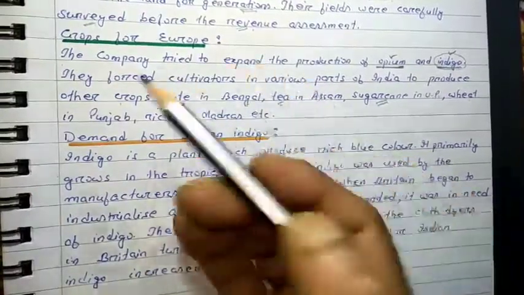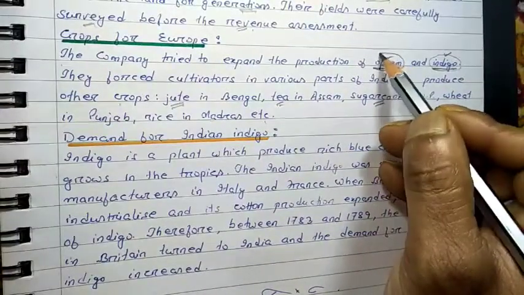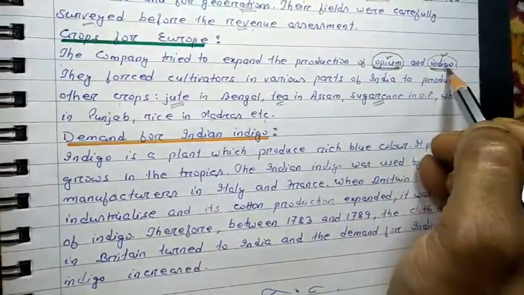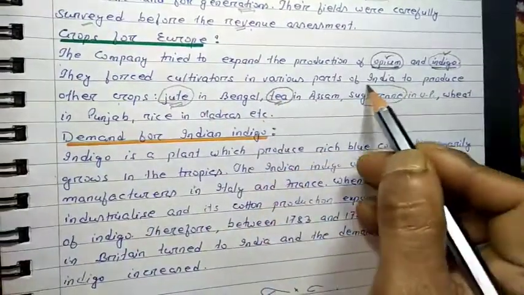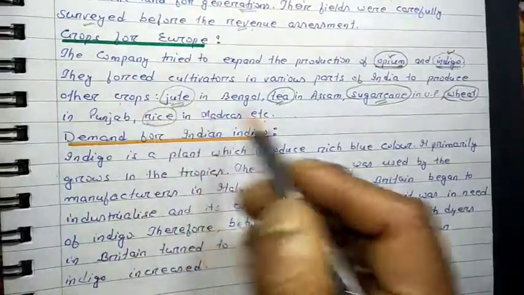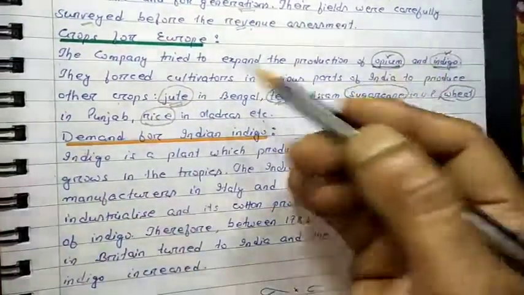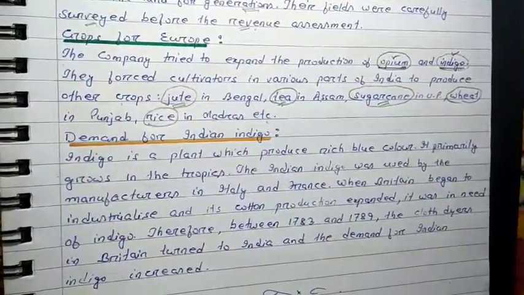So here, under crops for Europe, mainly they were forcing the cultivators to produce opium, indigo, jute, tea, sugarcane, wheat, as well as rice. These are the different crops which were in demand by the East India Company.